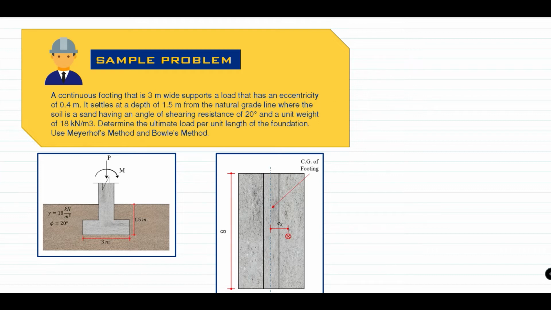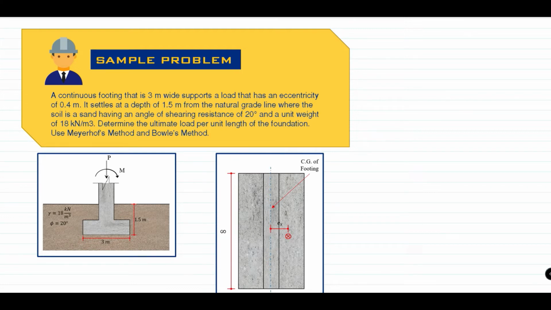So syempre, to start solving the problem, kailangan natin munang i-drawing yung continuous footing na sinasabi dun sa problem natin. So sabi, yung continuous footing is may width which is 3 meters. Ito yung drawing natin. So, ito daw yung width niya na 3 meters. Siyempre, continuous footing yan. So, ibig sabihin, yung length niya is infinite. So, ito yung top view natin.